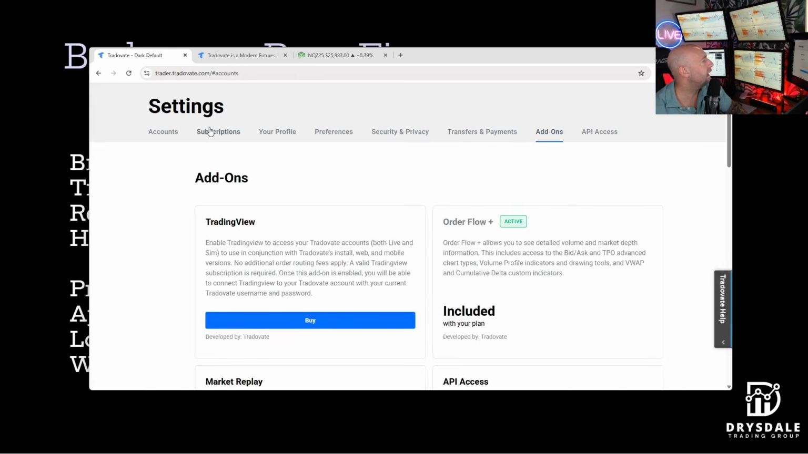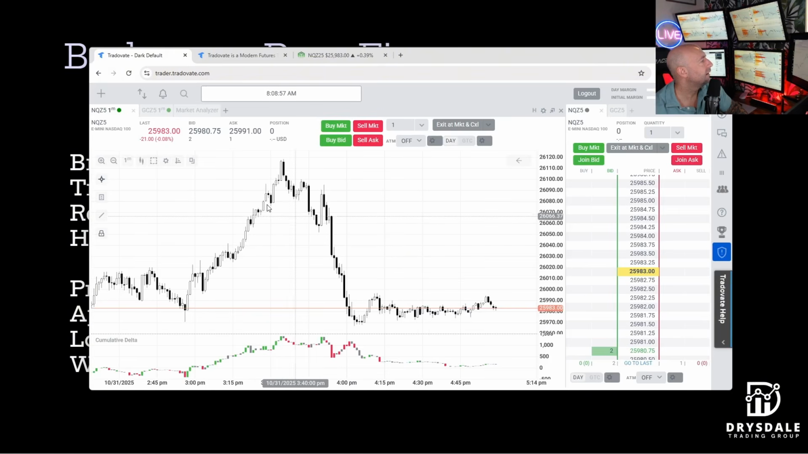This is what the platform looks like. Buy, sell, exit the position. You'll need a chart. This is the symbol we're trading. This is a 1-minute chart. This video is not going to be about Tradovate, the platform, or how to use or operate it.